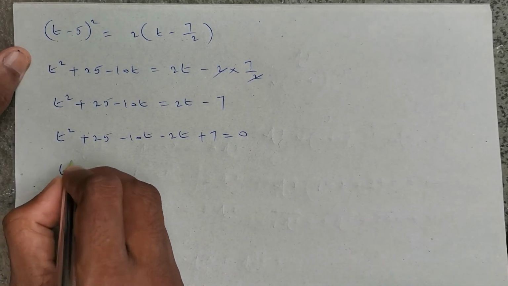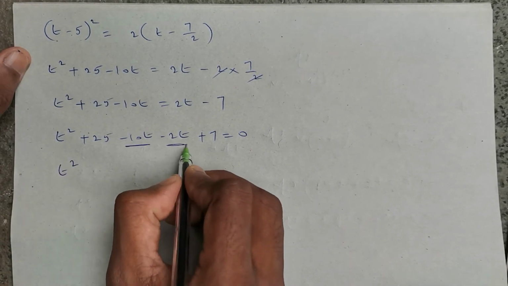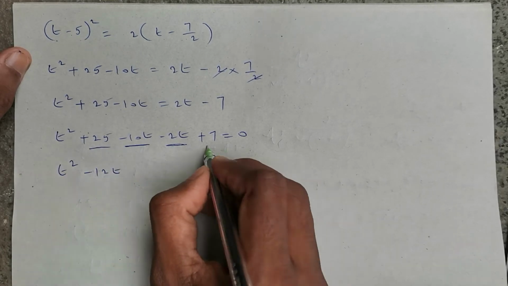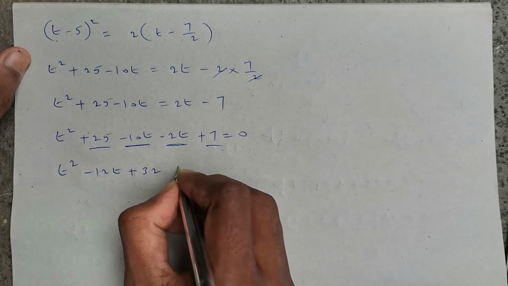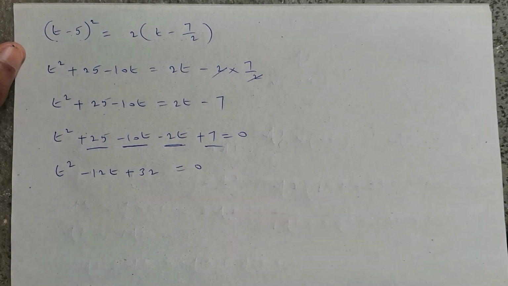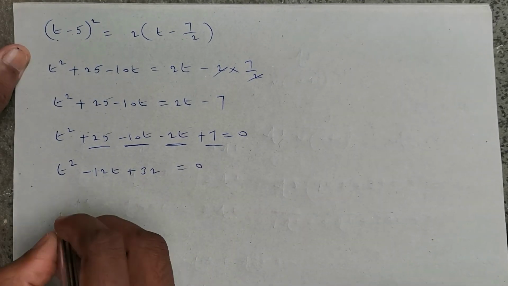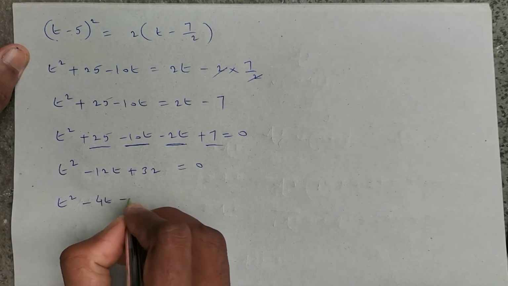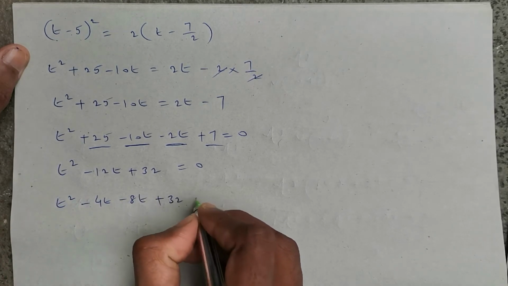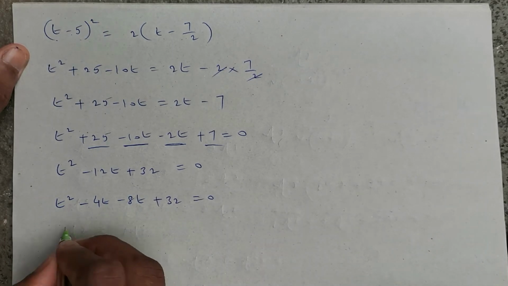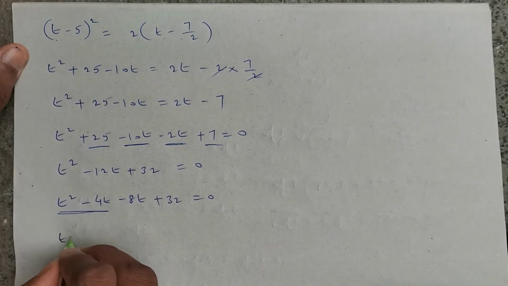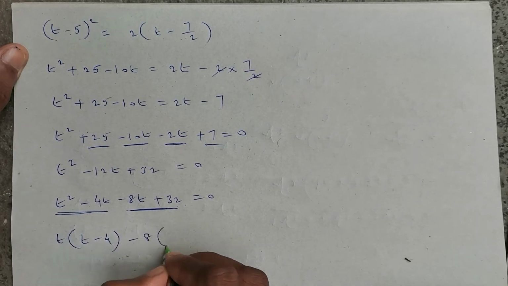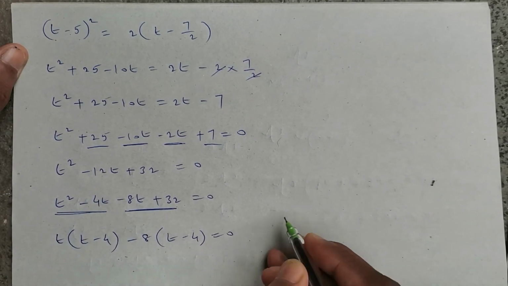So t square as it is, minus 10t minus 2t gives minus 12t, and 25 plus 7 is 32, equals 0. Now I will split the middle term into two terms. So t square minus 12t can be written as t square minus 4t minus 8t plus 32 equals 0. From the first two terms I will take t common, leaving t minus 4. From the last two terms I will take minus 8 common, leaving t minus 4.